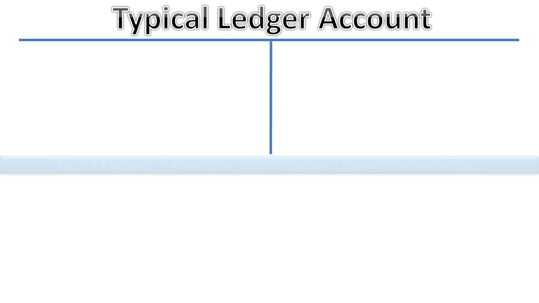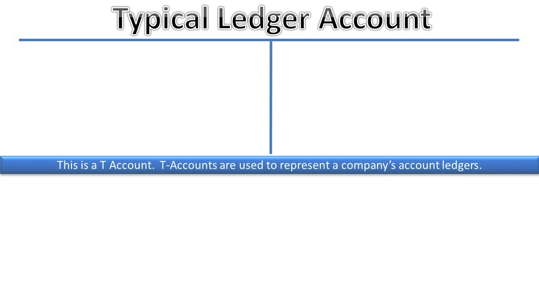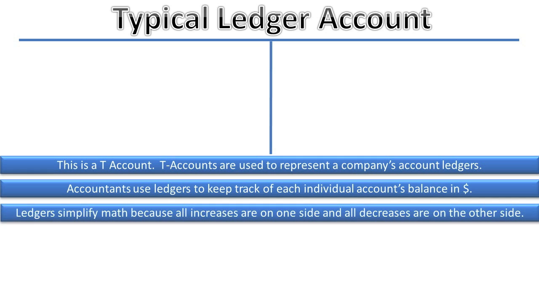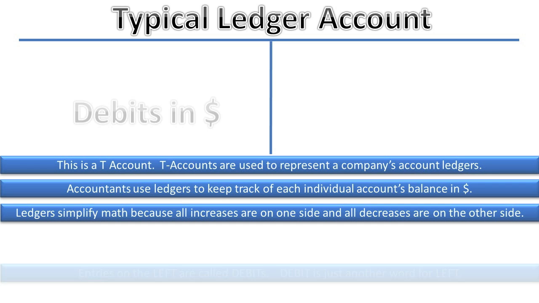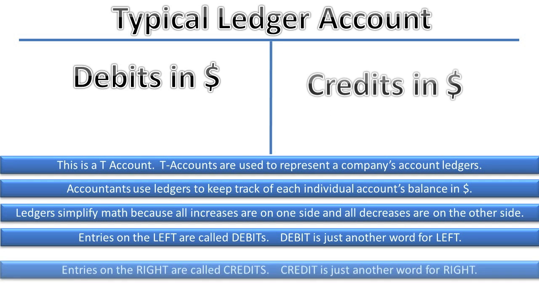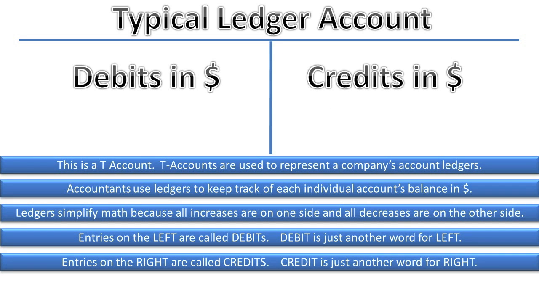So let's begin. This is a T account. T accounts are used to represent a company's account ledgers. Accountants use ledgers to keep track of each individual account's balance in dollars. Ledgers simplify math because all increases are on one side and all decreases are on the other side of the ledger account. Entries on the left-hand side are called debits. Debit is just another word for left. Entries on the right side are called credits. Credit is just another word for right.